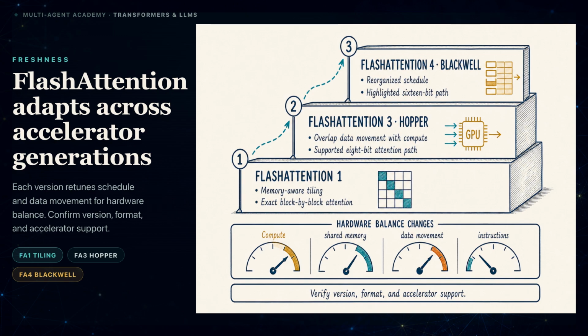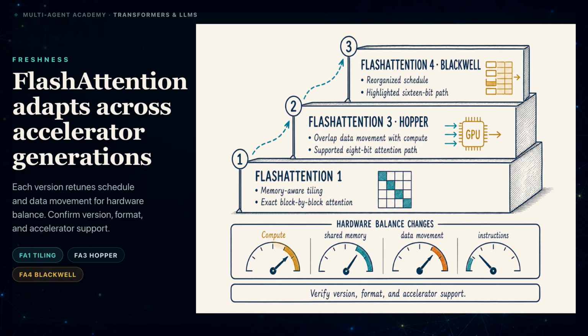An attention implementation tuned for one accelerator generation may perform poorly on the next. Compute units, shared memory, data transfer engines, and instruction schedules do not all improve at the same rate. FlashAttention versions adapt block sizes and operation schedules to the balance of the target hardware. The first version established the exact block-by-block method that reduces main memory traffic. FlashAttention 3 overlaps more data movement with computation and includes an 8-bit attention path for supported Hopper hardware.